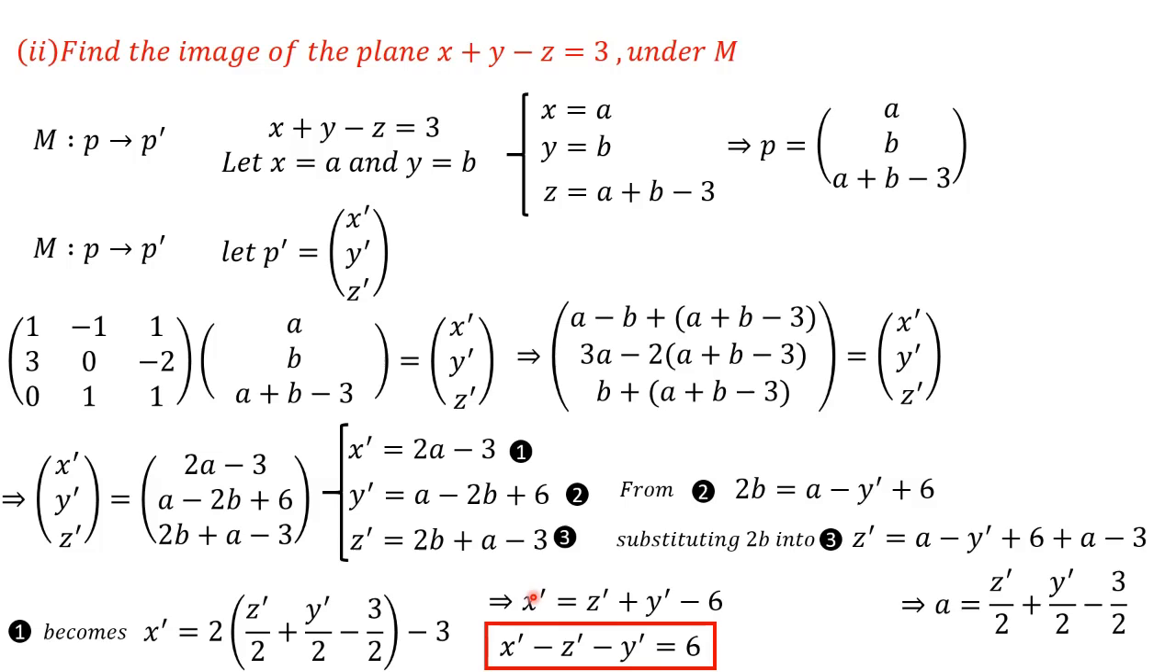Remember, as I said, we took the image which we obtained in terms of coordinates and brought it back into the equation of a plane as we normally know it. That is the equation of that plane. That is, the image of the plane x plus y minus z equals 3 under transformation matrix M is going to be x prime minus z prime minus y prime equals 6.